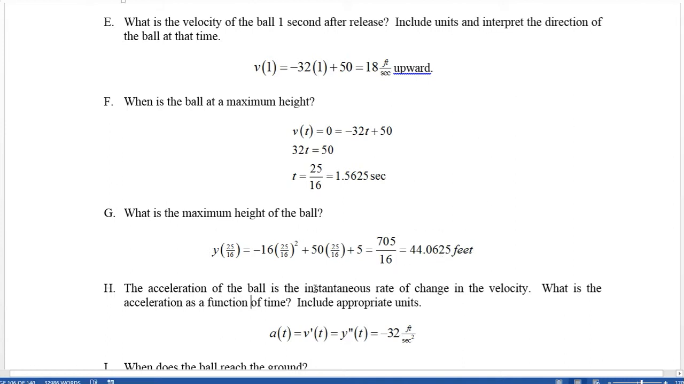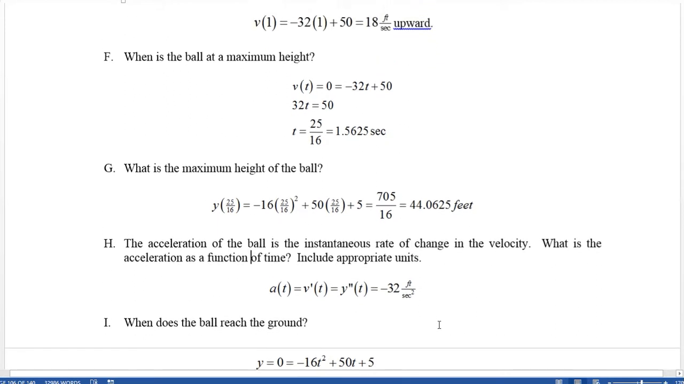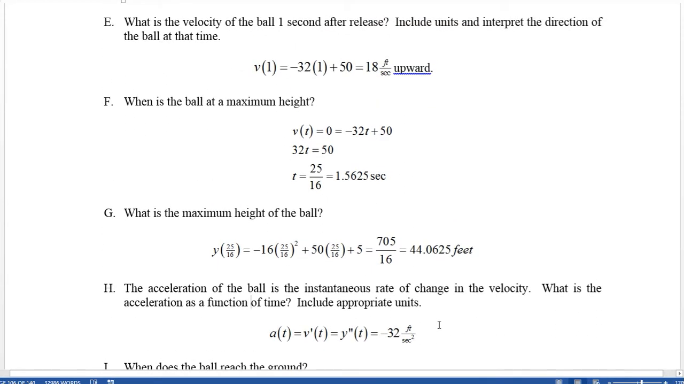The acceleration of the ball is the instantaneous rate of change in the velocity. What is acceleration? And of course, it's negative 32 feet per second squared, which it always will be for a ball like this. When does the ball reach the ground? Okay, this is one where students have a little problem. What do you know about it when it hits the ground? Think about this a minute.